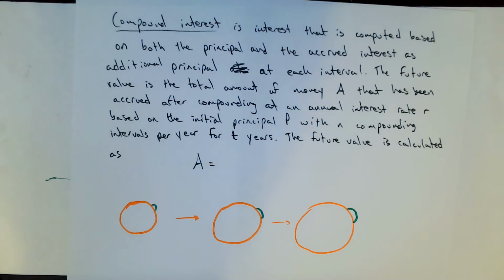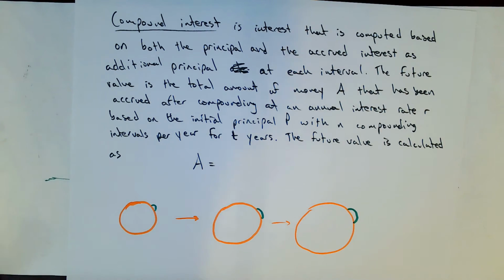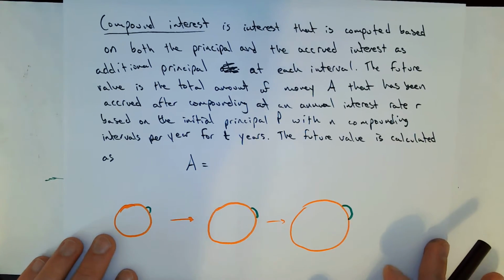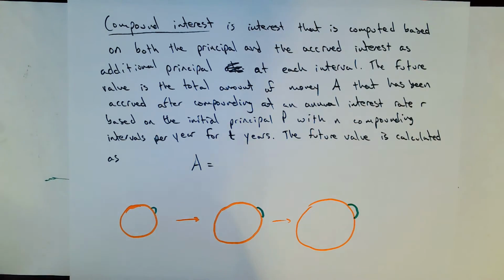So you probably are thinking, the more compoundings, the better, if we're talking about a savings account. If it's a loan, then the more compoundings, the worse. I like to take the point of view of thinking of a savings account, though, to be a little bit more optimistic. Now, what is the formula?